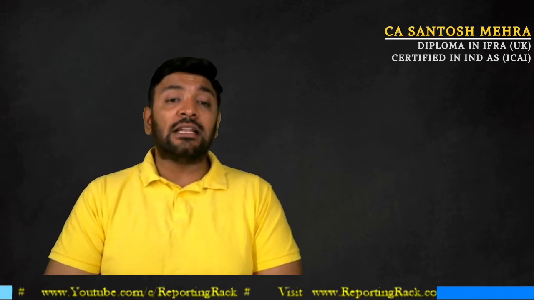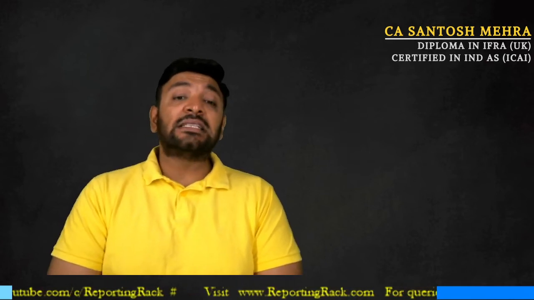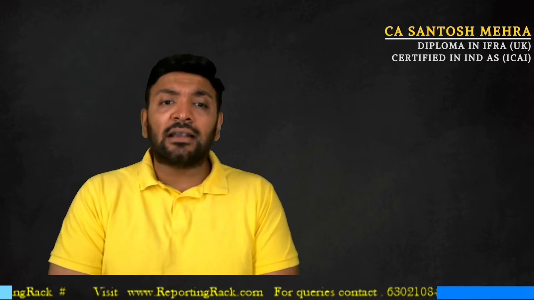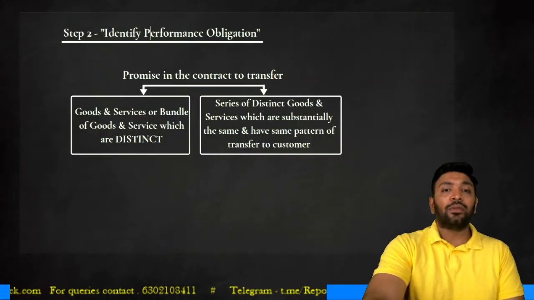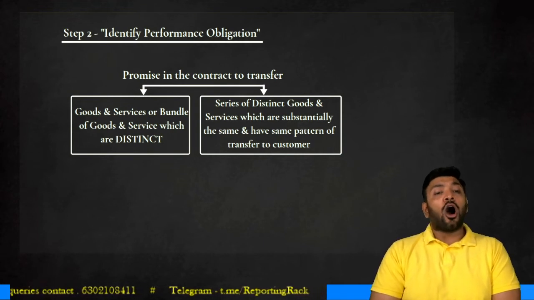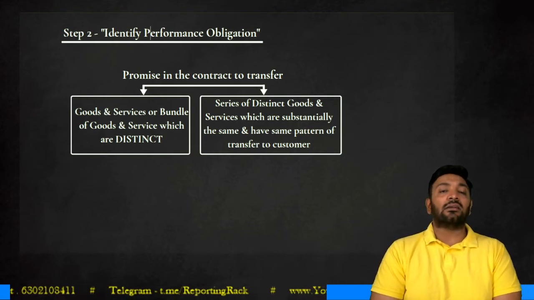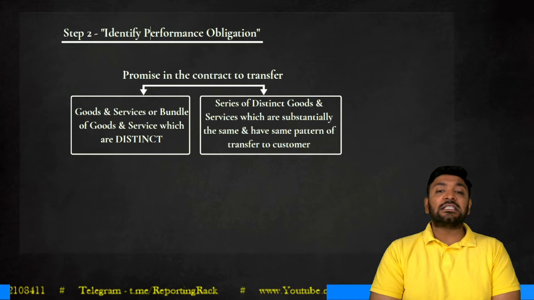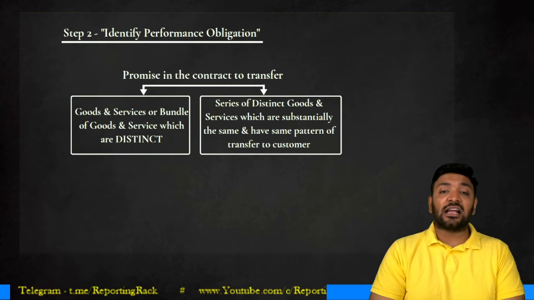So my promise in the contract is to deliver distinct goods and services, or a series of distinct goods and services, where each of such goods also satisfies the performance obligation and they have the same pattern of transfer to customers. So let me see what a performance obligation is. It is a promise in the contract to transfer goods and services, or a bundle of goods and services, which are distinct. What is this distinct? I'll tell you. Or a series of distinct goods and services which are substantially the same and have the same pattern of transfer to the customer.